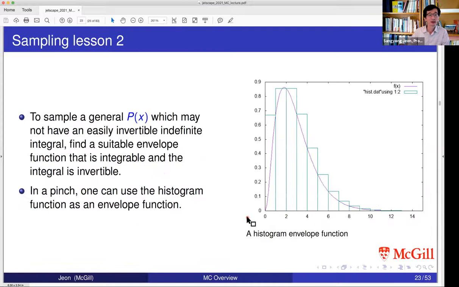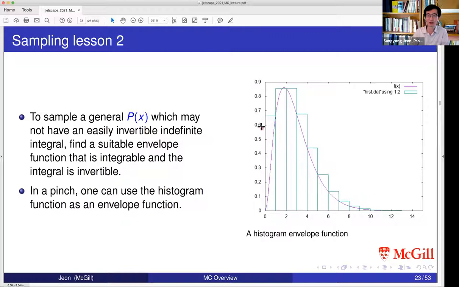To sample a general probability distribution function, PDF is used in two different ways: parton distribution function and also probability distribution function. Most of the time it's not easy to actually find the integral and its inverse. In that case, you try to find a good envelope function. Failing that, you can always use a histogram envelope function.